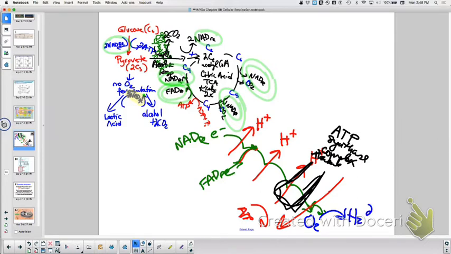Why do we care about forming water? Do we care about forming water? No, we just need a way to remove the electrons, right? To remove the electrons that went through the electron transport chain, because each little step on that electron transport chain can only hold so many electrons. So if you don't have a way to let them out, then the whole thing gets backed up.